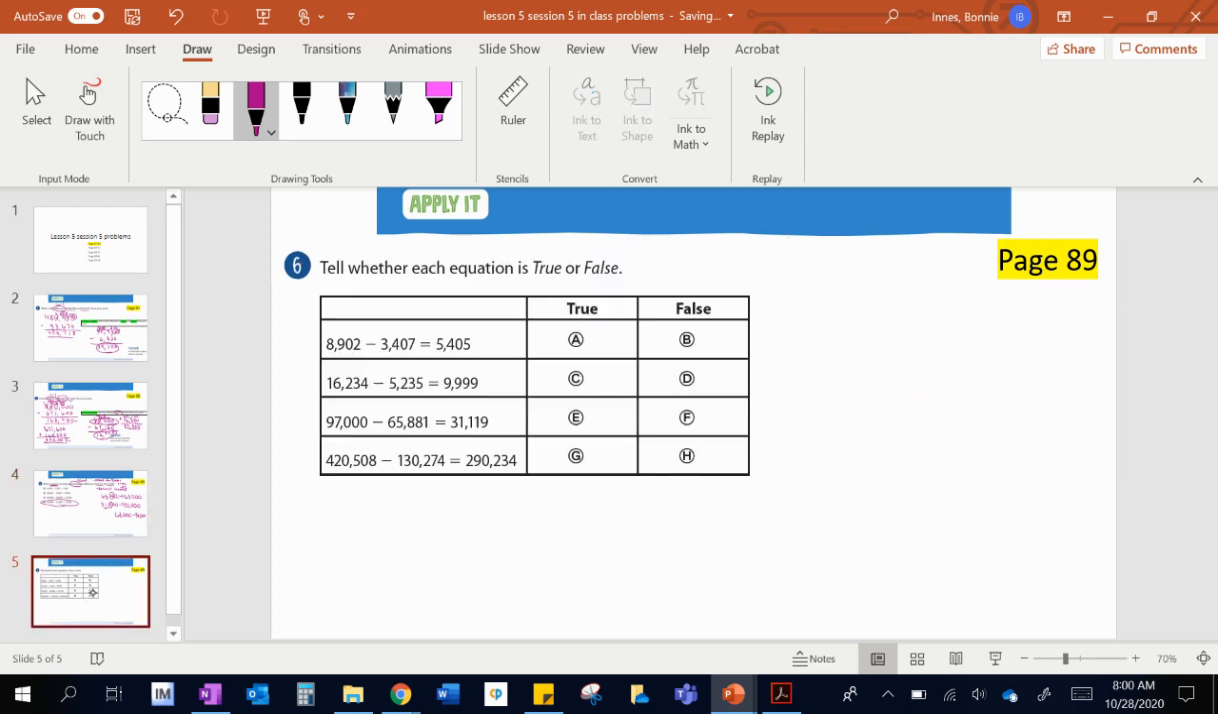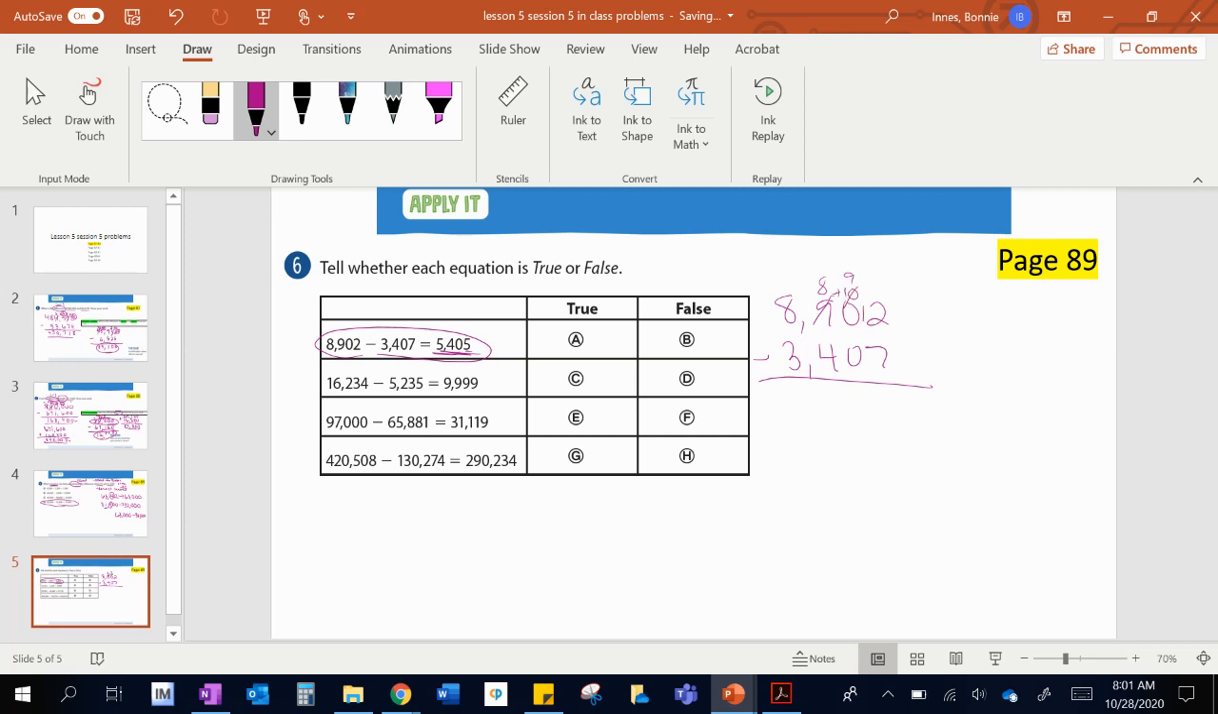All right, tell whether each equation is true or false. So I'm looking for, when I'm setting up my equation, this answer. Is this true? So if I start this problem, 8,902 minus 3,407, and I start to get the answer, if it's not a 5 and a 0, I can stop and I know it's false. So 2 minus 7, I can't do that. I have no 10, so I'm going to go over to my hundreds. This becomes 8 hundreds plus 10. Now I have something to regroup.